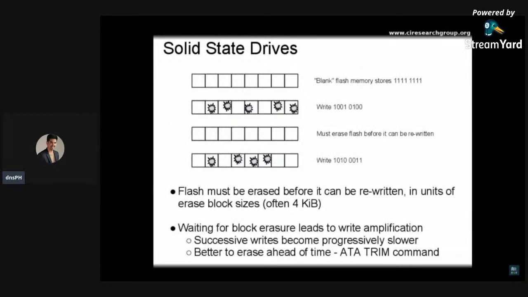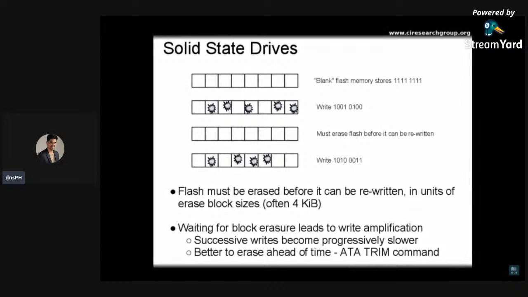In this diagram, you can see how a solid-state drive using flash memory works. Blank flash memory stores the value 11111111. So we have all ones here. If I want to write the value 10010100, I have to pop electrons into the second, third, 5th, 7th, and 8th flash locations, those bit locations. I'm pretending we only have a byte here.